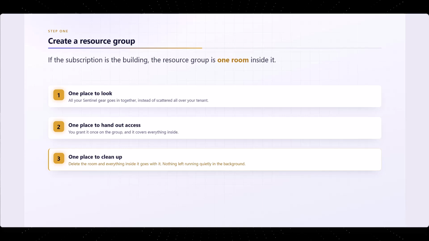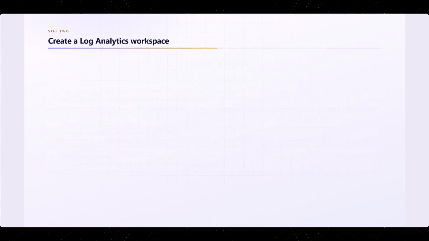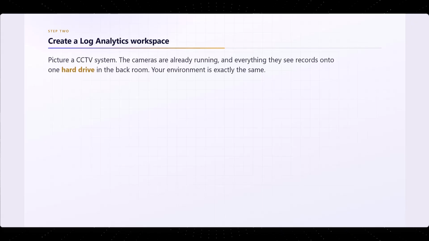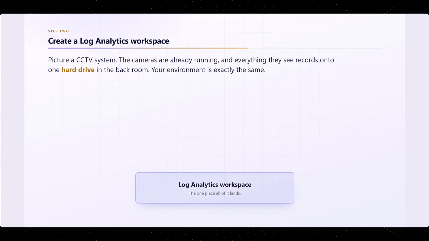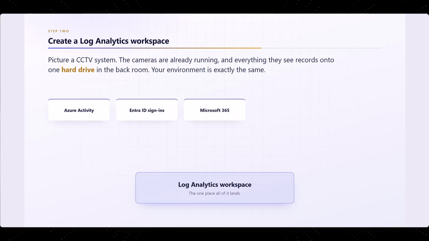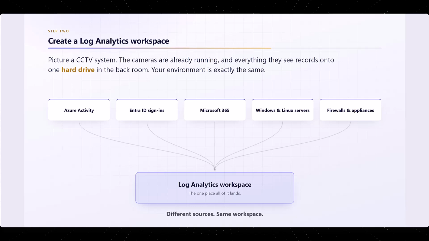Now step 2 is creating a log analytics workspace inside that resource group. Picture a CCTV system for a second. The cameras are already running and everything they see records onto the hard drive in the back room. Your environment is exactly the same. Your servers, your firewalls, your sign-ins, they are all already recording what they do. The workspace is that hard drive. It's the one place all of it lands. Azure Activity, Entra ID sign-ins, Microsoft 365, your Windows and Linux servers, your firewalls and appliances, different sources, same workspace.